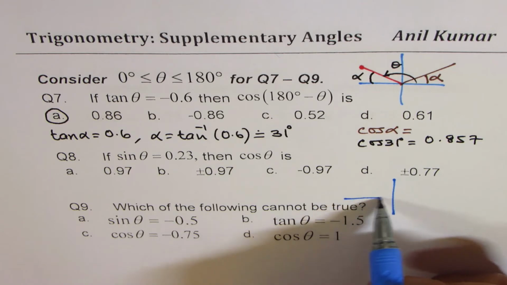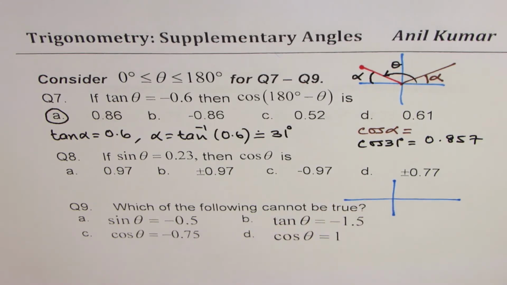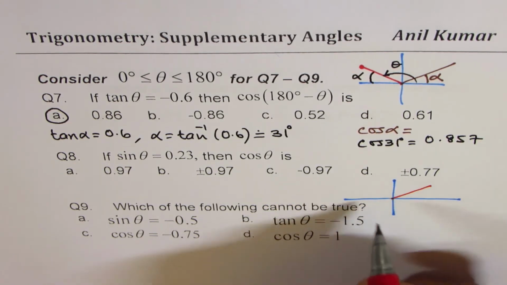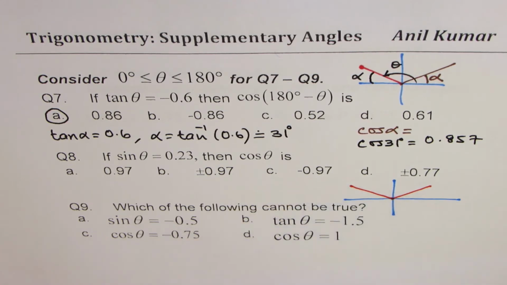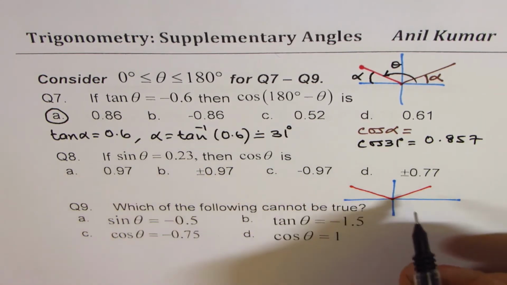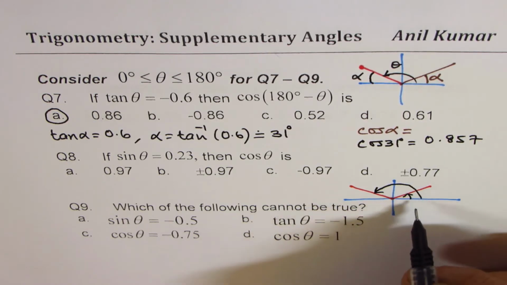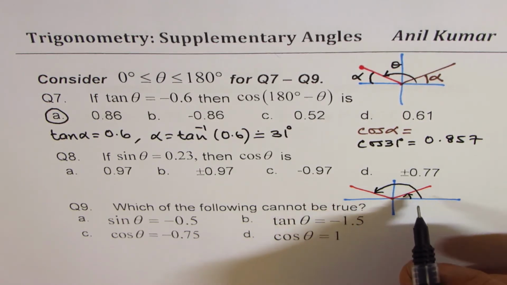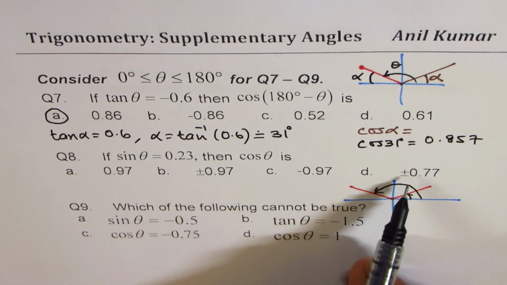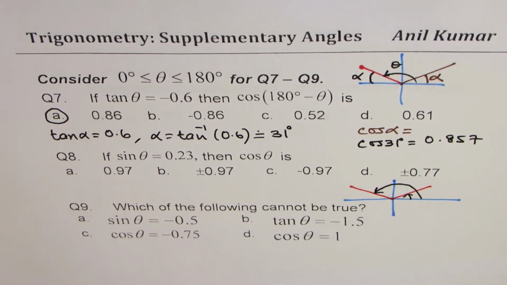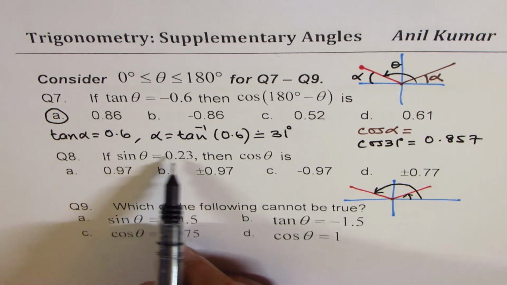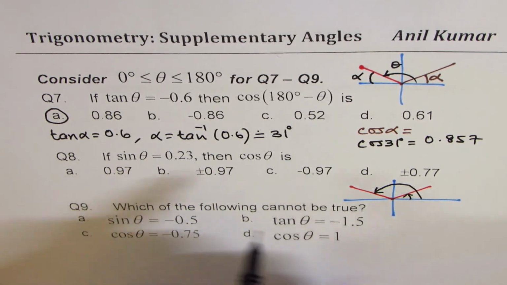It could be in either quadrant 1 or in quadrant 2. So sine is positive in both the quadrants. So we are looking for two values, right? Theta could be either one of these two. So we need plus and minus, so both positive and negative values are valid for us. So let's find the related acute angle and get the answer.